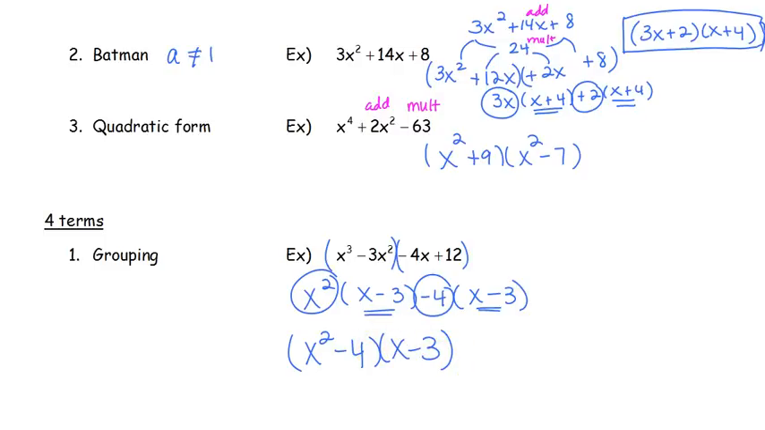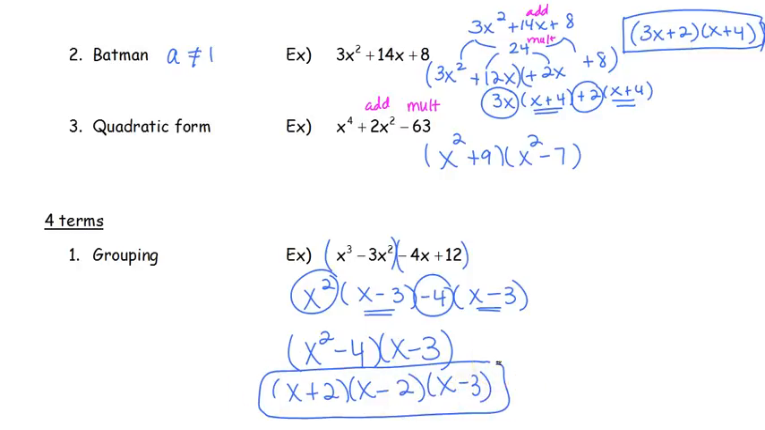Just like I warned you in the last problem, you've got to make sure that when you're left with a quadratic, you're still checking to see if it can factor. And this is the difference of two squares. So that's x plus 2, x minus 2, and then we bring down that x minus 3. So sometimes you got to keep going after you've used one factoring method and use another factoring method. All right, that is it for our factoring review.